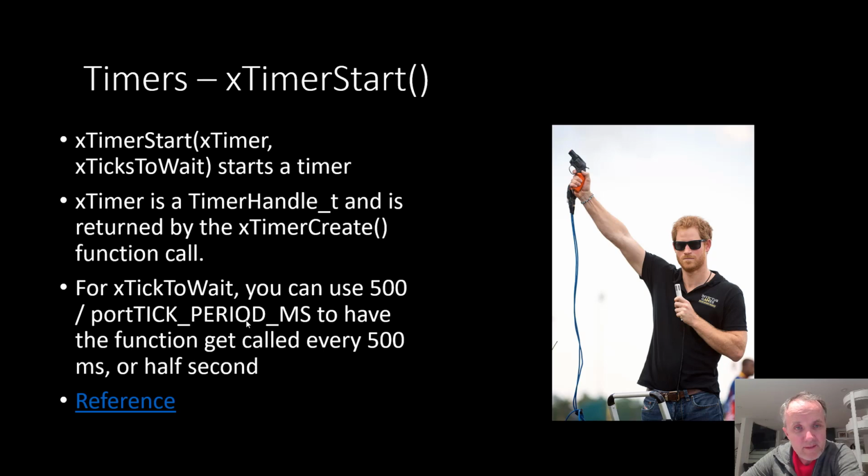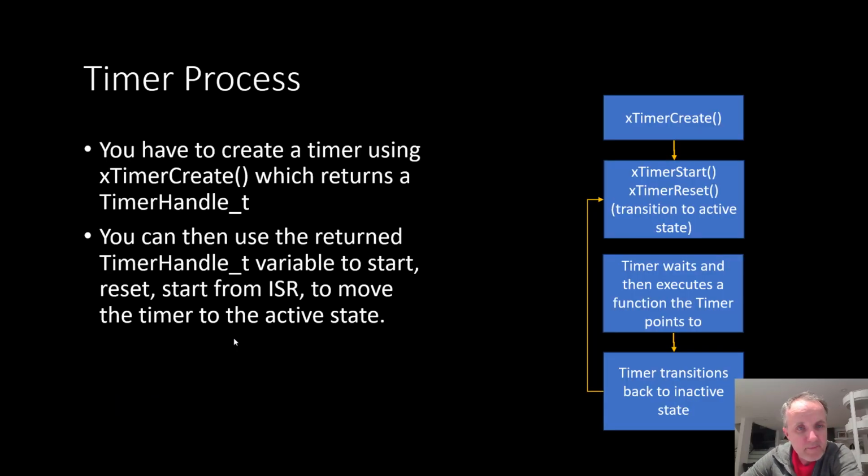Yeah, so xTimerStart, xTicksToWait. So the timer handle is the xTimer, then the ticks to wait. xTimer is a timer handle returned by the xTimerCreate function. And for ticks to wait, we can use 500 over this variable here, portTICK_PERIOD_MS, to have a function that gets called every half second or 500 milliseconds.